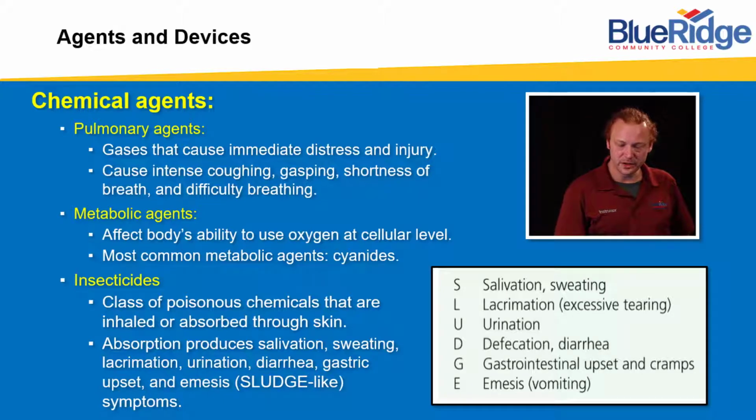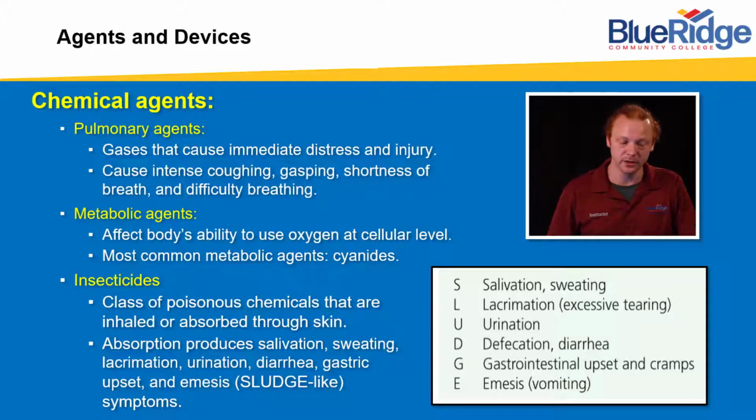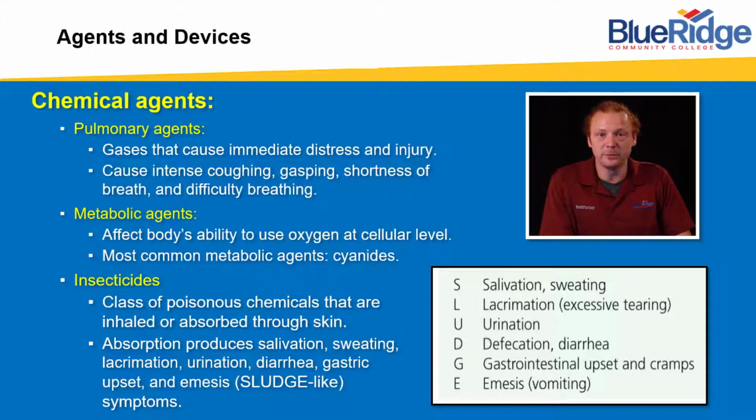Metabolic agents affect the body's ability to use oxygen at a cellular level. The most common metabolic agents are cyanides. Cyanides are produced in large quantities and used in gold and silver mining, photography, and creation of plastics. Cyanide is also produced by the combustion of plastic and textiles, so there is a potential for cyanide poisoning in any house fire. Contact with cyanide produces a shortness of breath, flushed skin, rapid heartbeat, seizures, coma, and cardiac arrest.